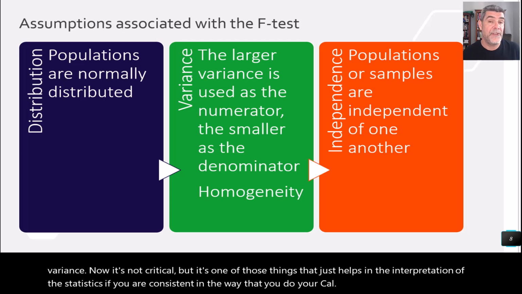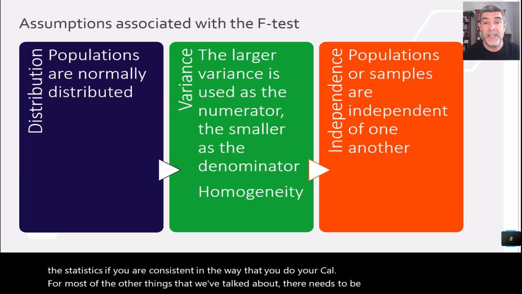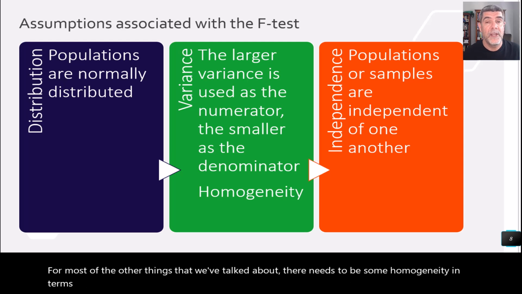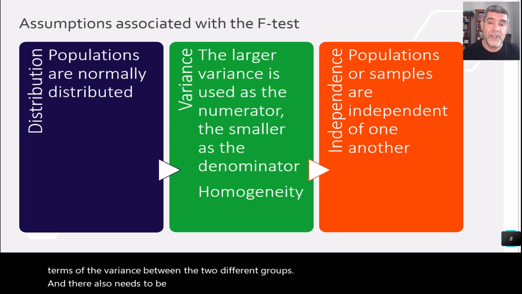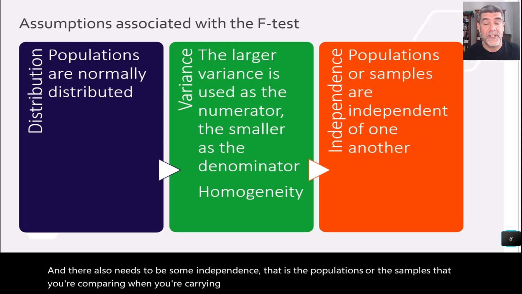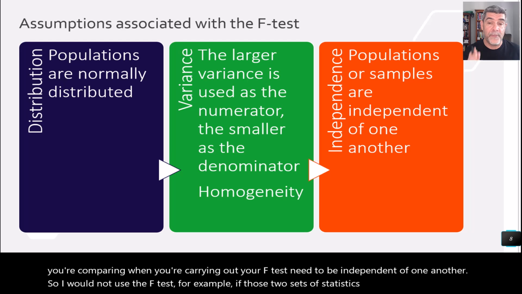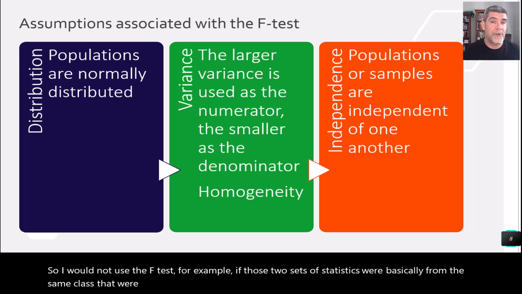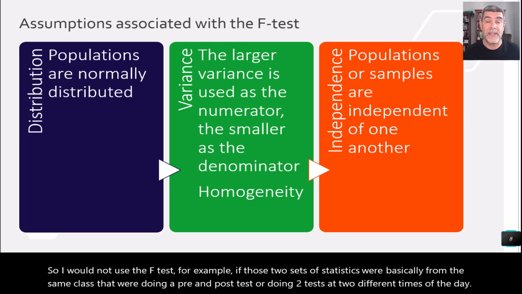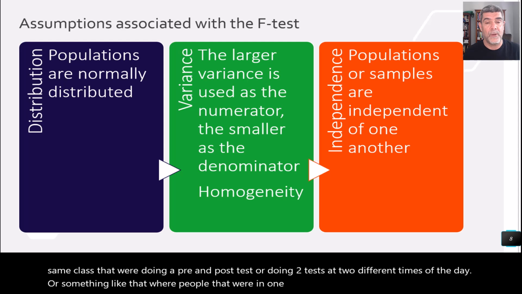Like for most of the other things that we've talked about, there needs to be some homogeneity in terms of the variance between the two different groups. And there also needs to be some independence. That is, the populations or the samples that you're comparing when you're carrying out your F-test need to be independent of one another. So I would not use the F-test, for example, if those two sets of statistics were basically from the same class that were doing a pre and post test, or doing two tests at two different times of the day, or something like that, where people that were in one group were also in the other group.